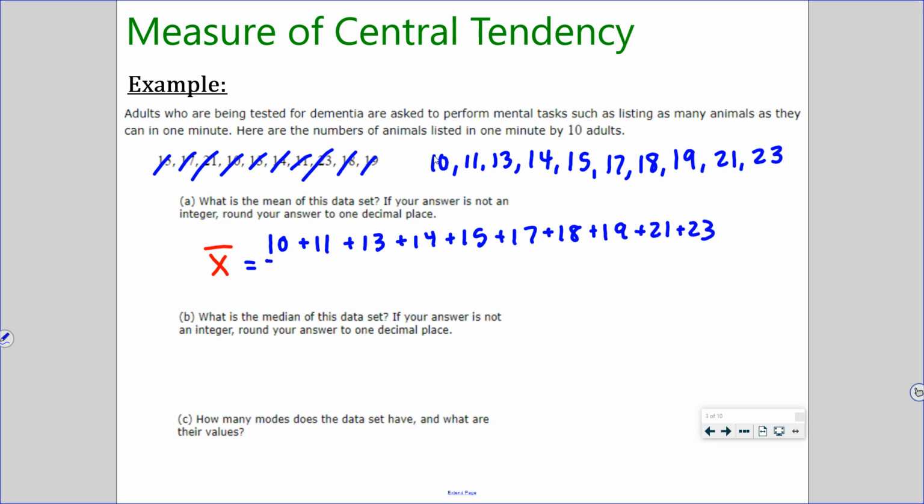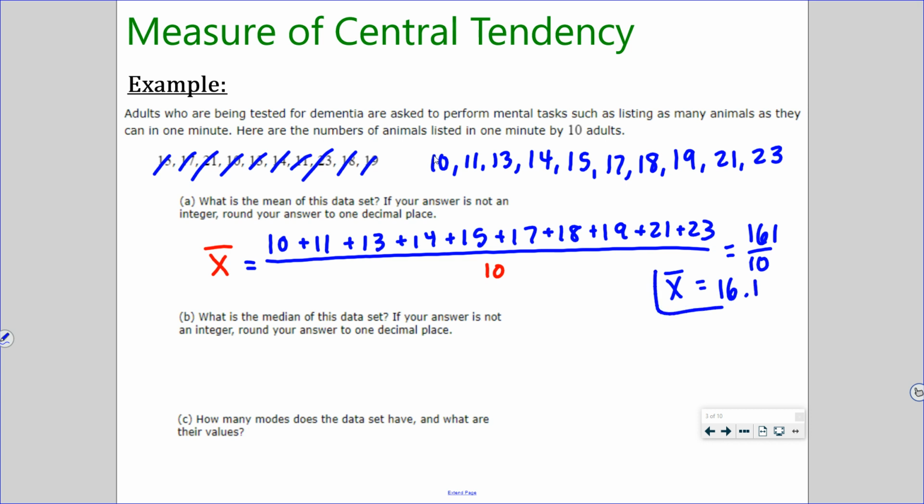And I would divide by what? How many adults are in my sample? 10. Yep. All right, so I did this math for you guys because I know you all know how to use a calculator. 161, obviously you'd add them up first and then divide by 10. So the sample mean ends up being 16.1. So that's the average number of animals that these 10 adults could list.